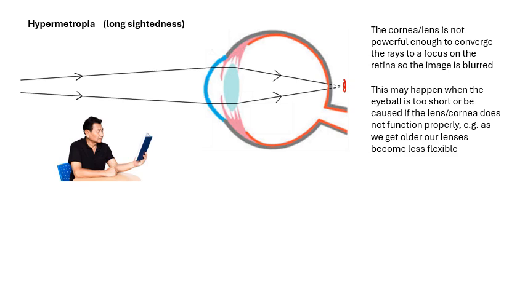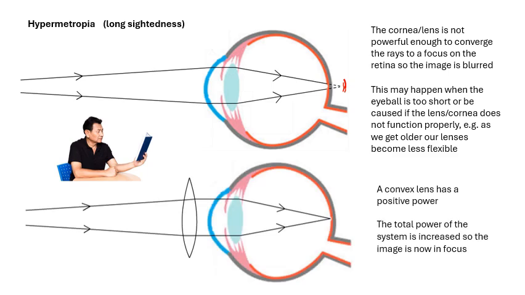So this is long-sightedness. How do we help this person? Well, we need a little bit more power, don't we? So we give this person a convex lens. A convex lens has a positive power, so we are increasing the total power of the system, and so now the light rays converge on the retina and the image is in focus.